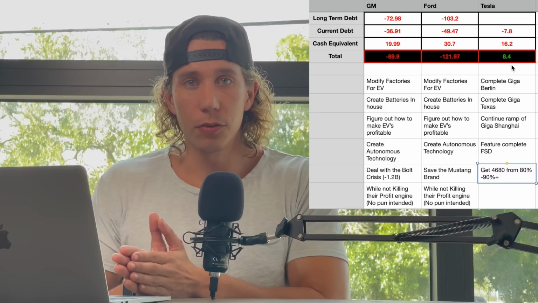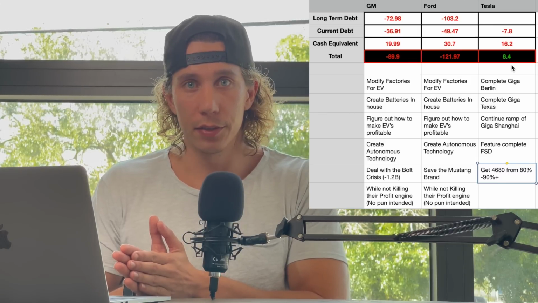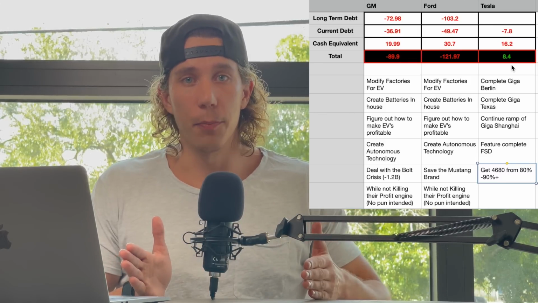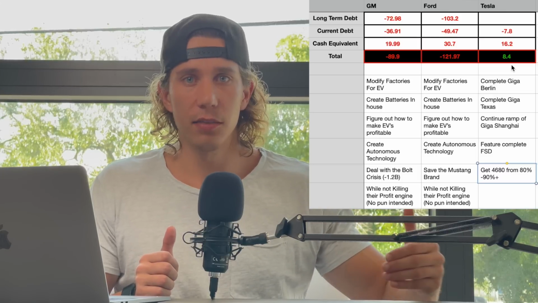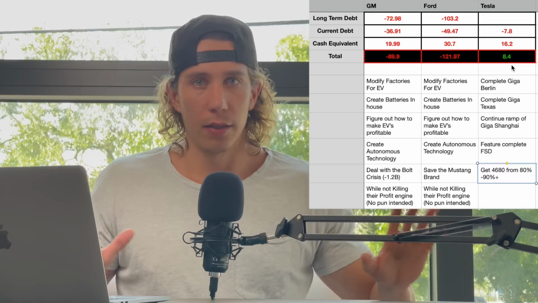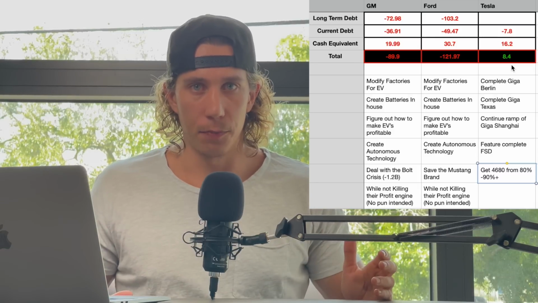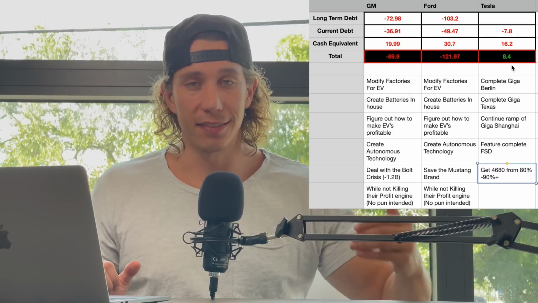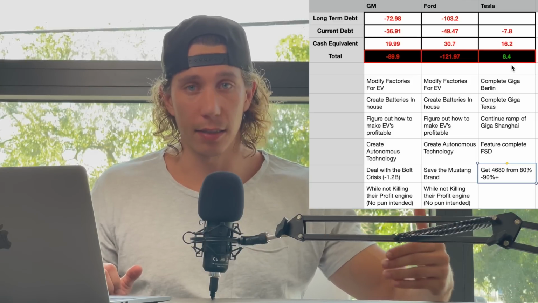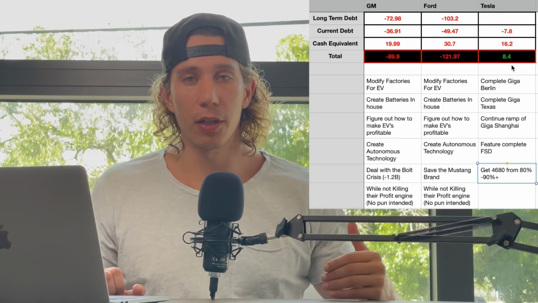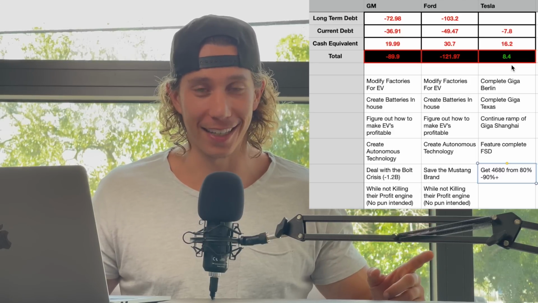Next, they need to go ahead and get the 4680 batteries from 80% viability to 90%. 90 to 95% viability, that will be essentially game set match for the battery world for this next decade. Okay, getting the 4680 batteries up to that 90-95% threshold will allow them to cut the cost of batteries for these EV vehicles in half. Okay, nobody else can do that. Nobody else will be able to compete against that.